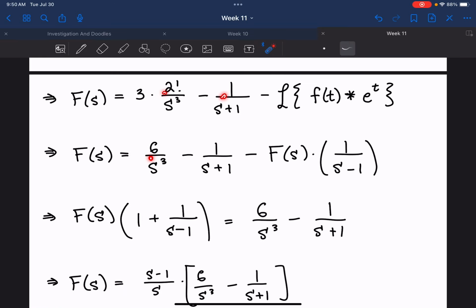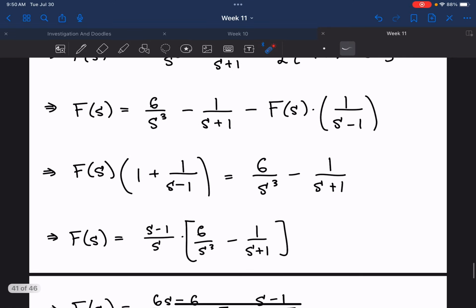The Laplace transform of a convolution product is the product of the Laplace transforms, right? The Laplace transform of f is capital F. The Laplace transform of e to the t is 1 over s minus 1. Now we have an equation involving only capital F. So if we can solve that and untransform it, we'll have solved for little f.